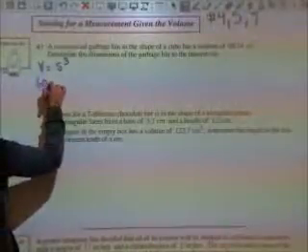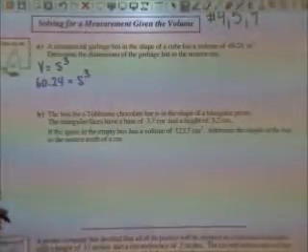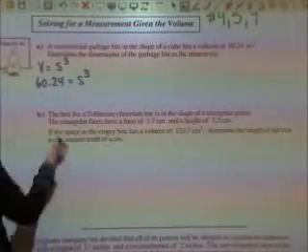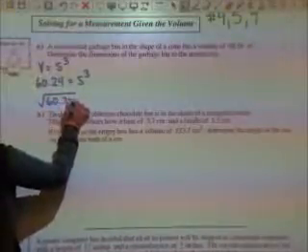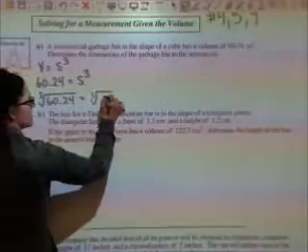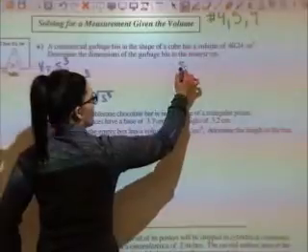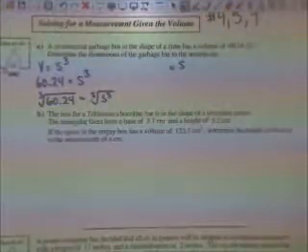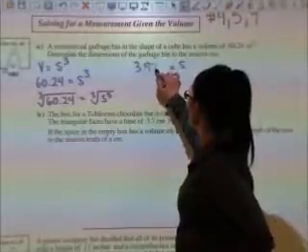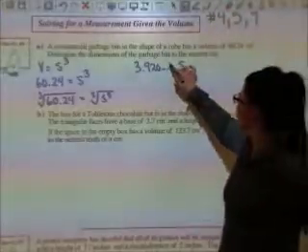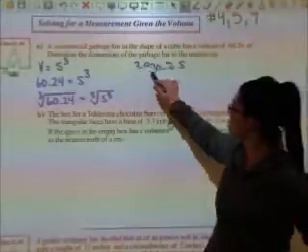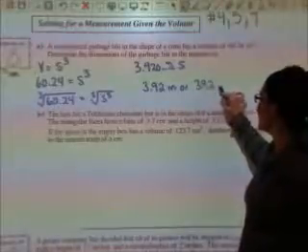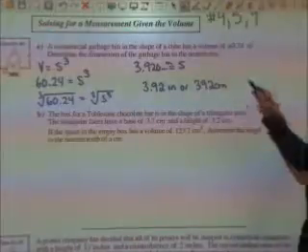The volume is 60.24, and I want to determine what the side length is. So how do I get rid of this cubing? Well, the inverse of cubing is to cube root. So I take the cubed root of both sides. The cubed root cancels out the cubing, and I'm left with the side by itself. And then the cubed root of 60.24 ends up equaling 3.920 meters. So to the nearest centimeter is 2 decimal places. So I get 3.92 meters, or 392 centimeters is the length of each side.